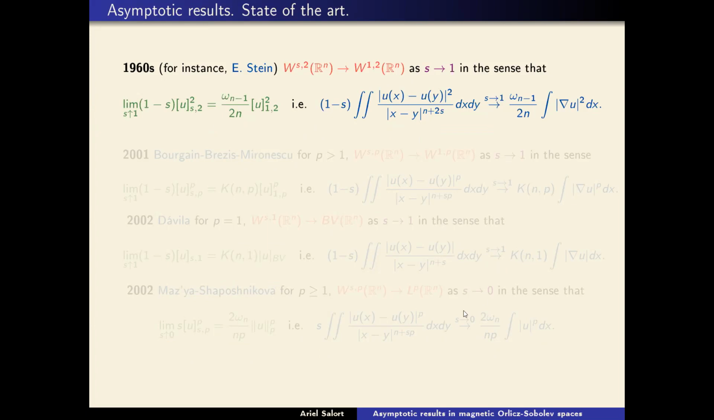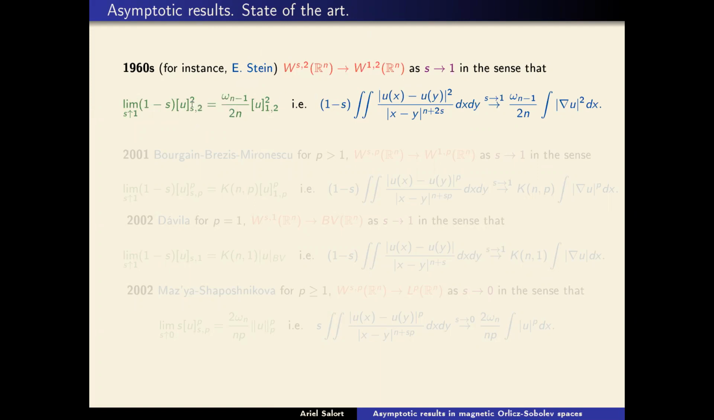So now I want to recall some results about the asymptotic behavior of the spaces W^{s,p}, as I mentioned before. First, when you have p equal 2 and you send s to 1, you expect to recover the space W^{1,2}. Sometimes in the bibliography, this space is called H^s, because of the Hilbert space in the case p equal 2. This result is known from the 60s. For instance, you can find the proof in the book by Stein.